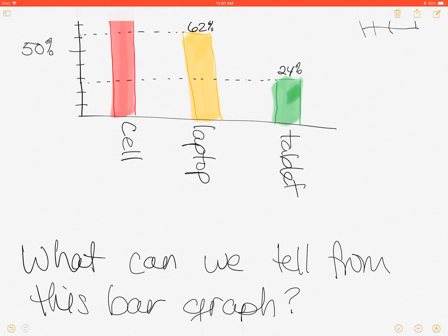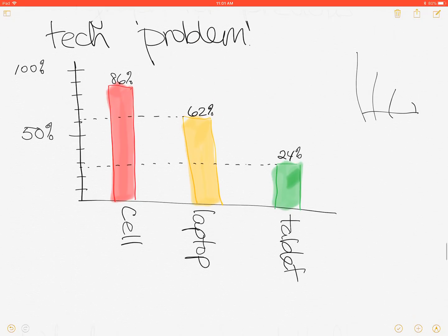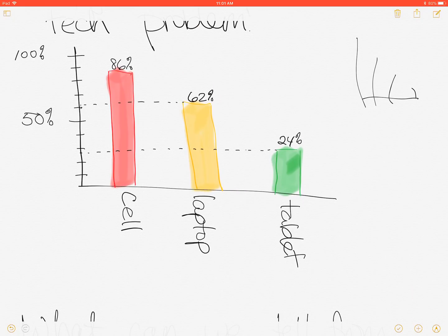I won't ask you that in a question because it's too open-ended, but let's look. We can say, okay, I can get an estimate of what percent each one has, but I can also say things like, more people have cell phones than other things. Or I could say, the laptop users seem about twice as big as the tablets. So twice as many people have laptops compared to tablets. Or the cell phones are almost 3 to 4 times as big as the tablets.